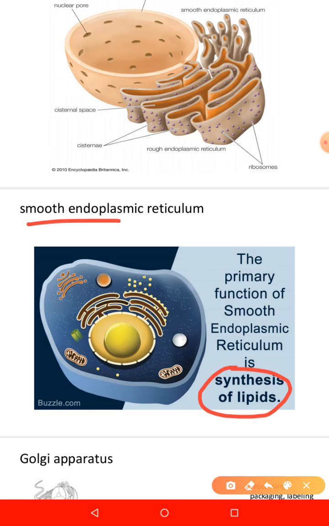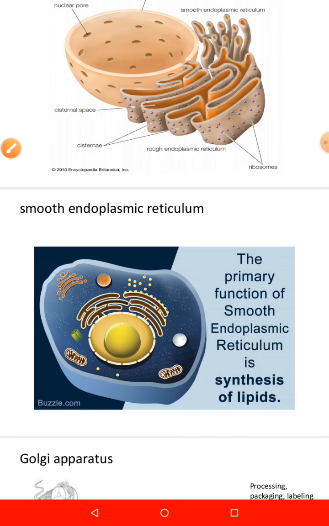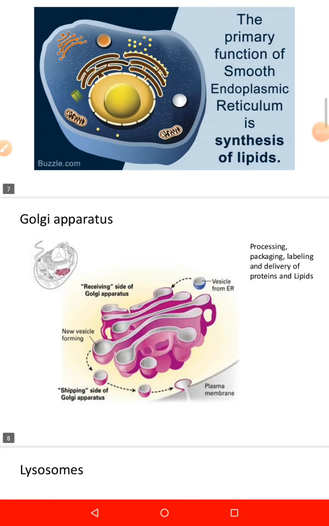And it's also involved in detoxifying substances that are cancer-causing carcinogens. Okay, to detoxify is to make substances less toxic. So you've seen the importance of this smooth endoplasmic reticulum. Okay. And then we have the Golgi apparatus.